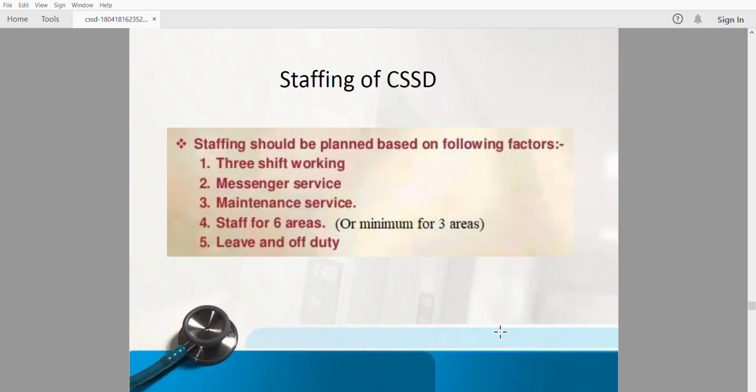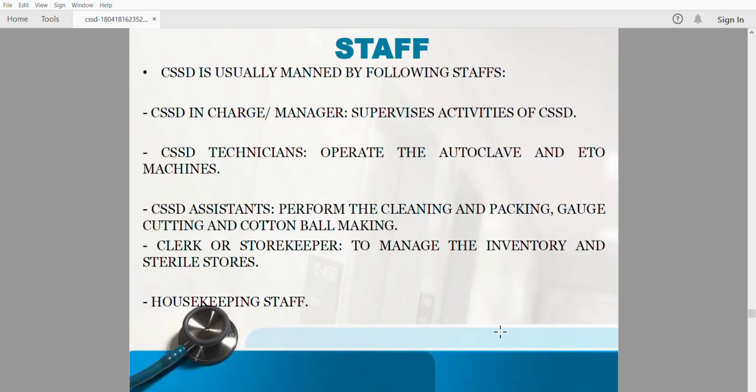Staffing of CSSD. Staffing should be planned based on the following factors: three shift working times, messenger service, maintenance service, staff for the areas, leave and off duty. CSSD is usually manned by the following staff: managers, supervisors, CSSD technicians who operate the autoclaves and ethylene oxide machines, CSSD assistants who perform the cleaning and packing, gauze cutting, cotton ball making, etc., clerks and storekeepers to manage the inventory and sterile stores, and housekeeping staff.